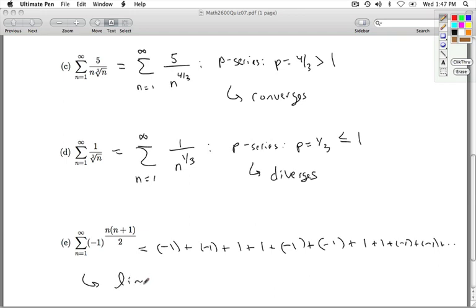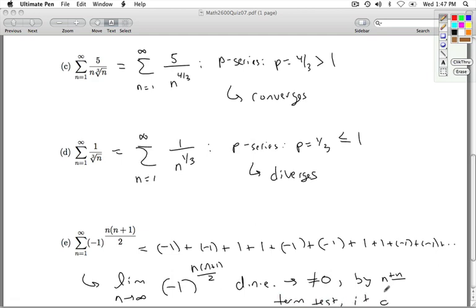So if we take the limit as n goes to infinity of -1 to the n times n plus 1 over 2, this limit does not exist. In particular, this limit's not 0, so by the nth term test, it diverges. So that'll do it for Quiz 7.